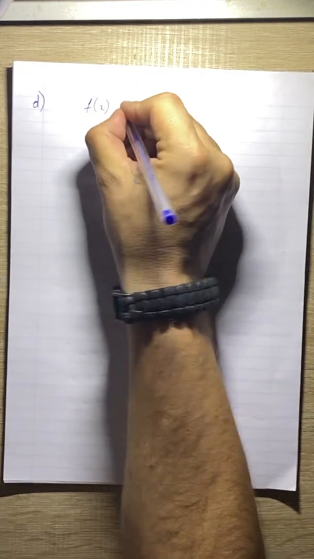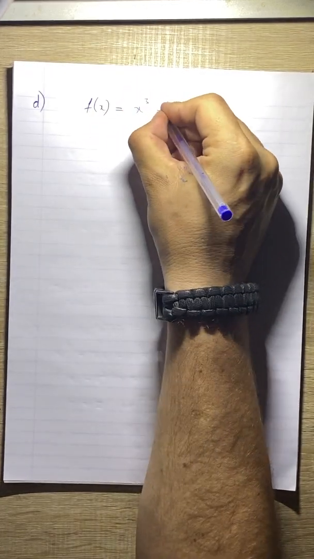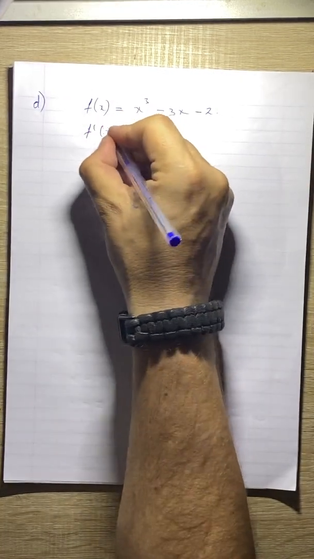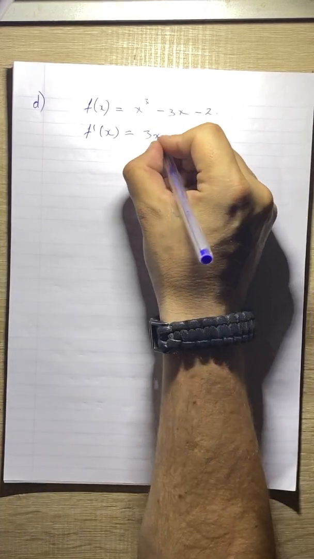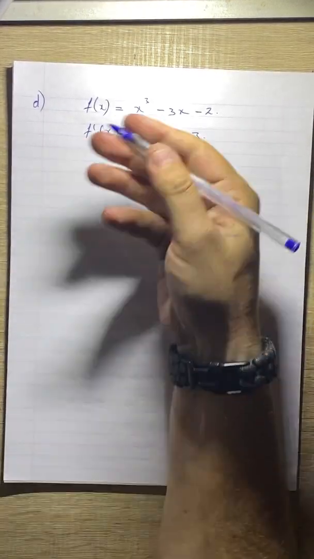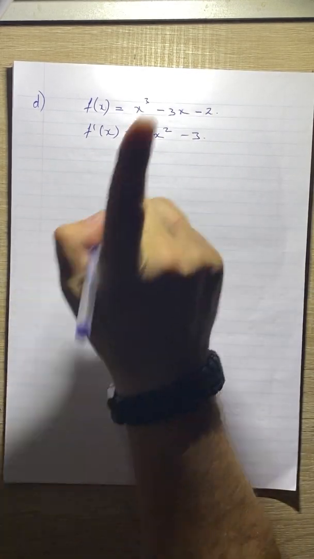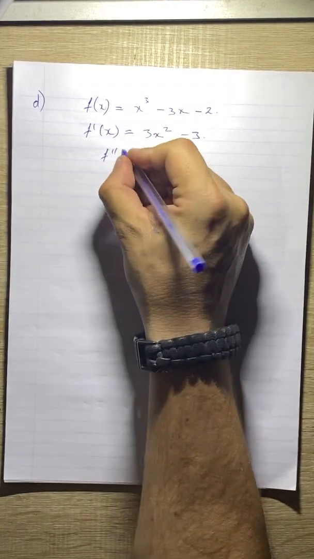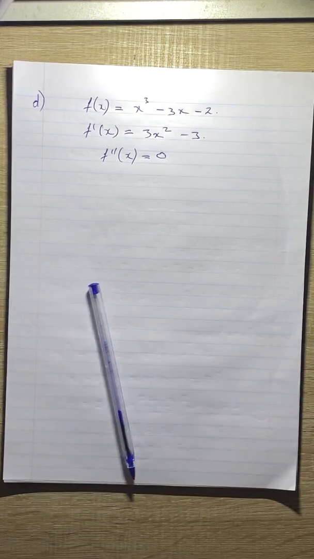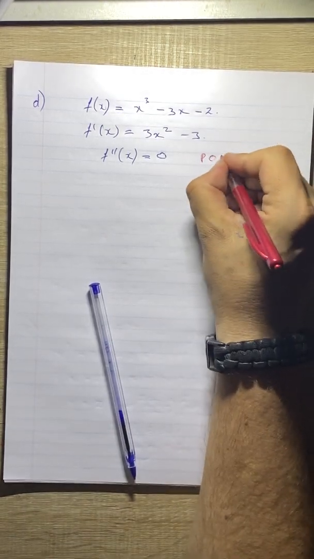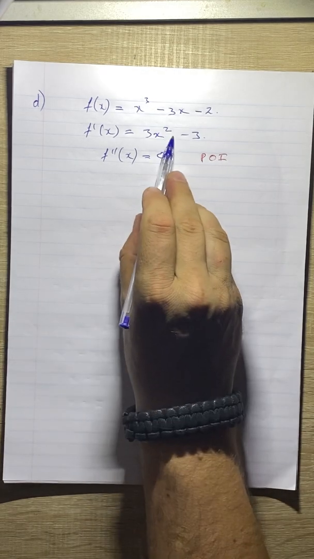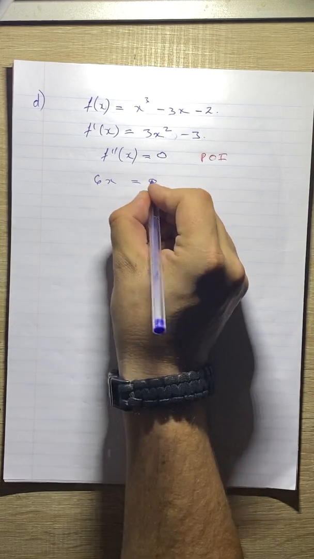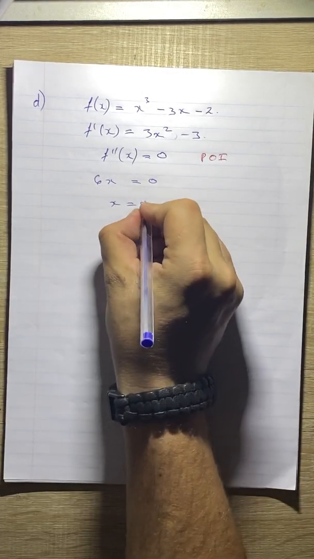Okay, so I'm just going to rewrite what the original was. So we've got f of x is equal to x cubed minus 3x minus 2. Find the first derivative. So f dash x is equal to 3x squared minus 3. Find the second derivative, and we are going to set that second derivative equal to 0. That is how we find points of inflection. So f double dash of x equals 0. Now that is going to find our point of inflection. Okay, so let's differentiate the first derivative, and we get 6x equals 0. So that means that x is equal to 0.